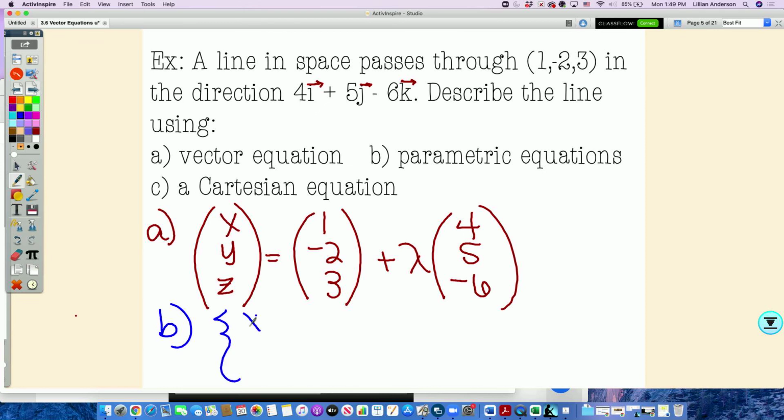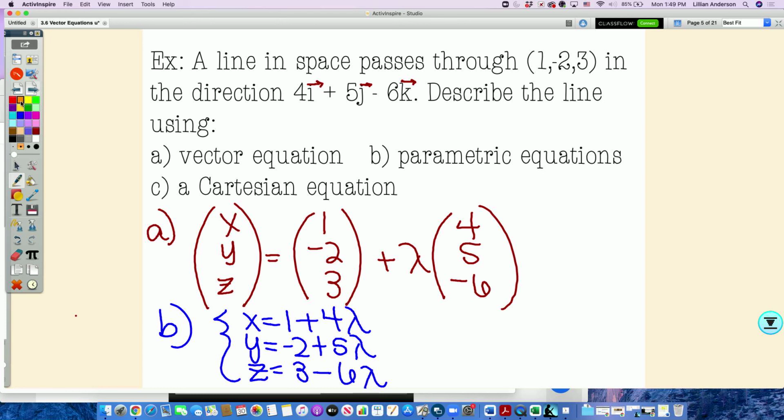X is equal to 1 plus 4 lambda. But usually, you know, the variable goes afterwards. Y equals negative 2 plus 5 lambda. Z equals 3 minus 6 lambda.